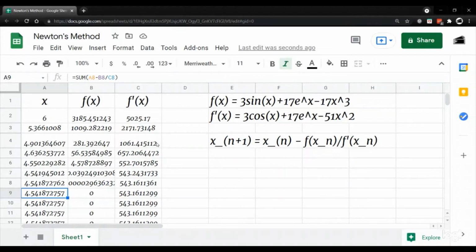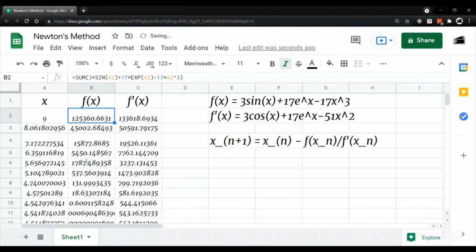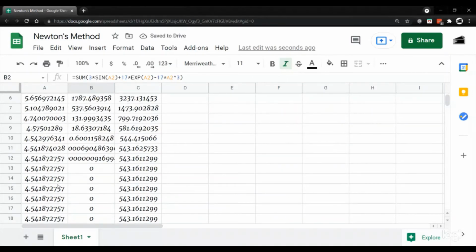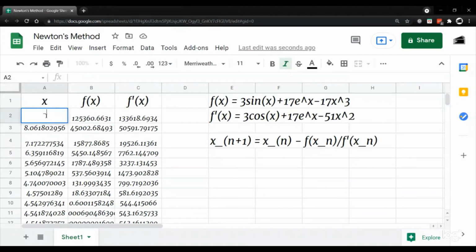Now we can do this for any function that we need to. All we would have to do is change our x value. So let's say instead of our first guess being 6, our guess is 9. It went to the exact same thing. Are there other zeros? Let's try some big negative number.